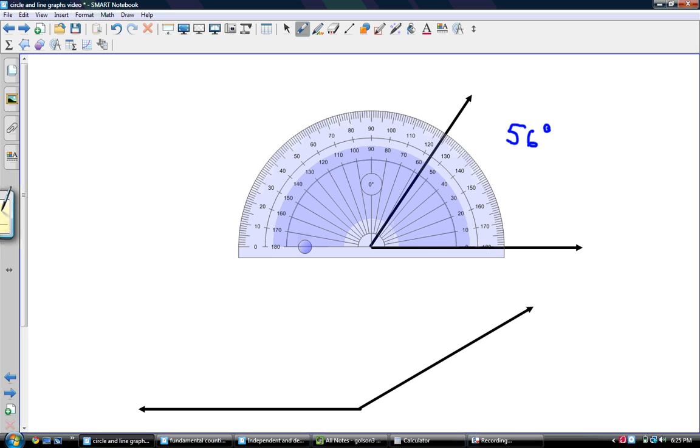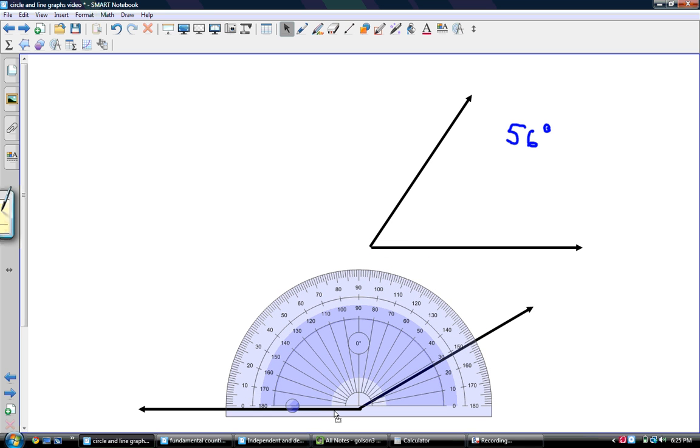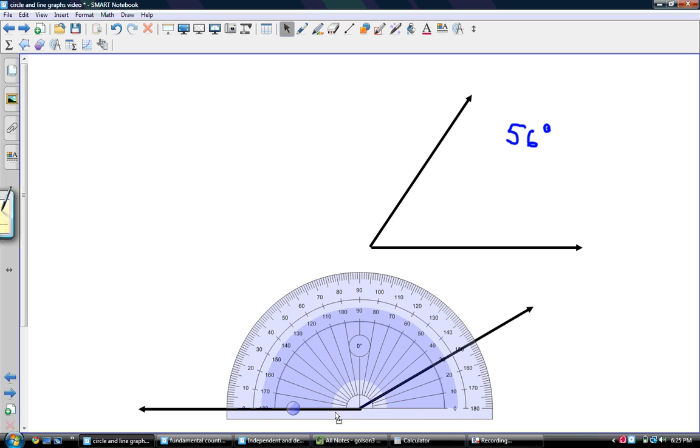Okay, then we can do the one down here as well. Let's take my protractor down here. Now this angle is opening the opposite way. The bottom of the angle points to the left. Again, I'm going to make sure I get the vertex in the corner, right at the right spot on the protractor, and make sure the bottom of the angle is going right through the 0.